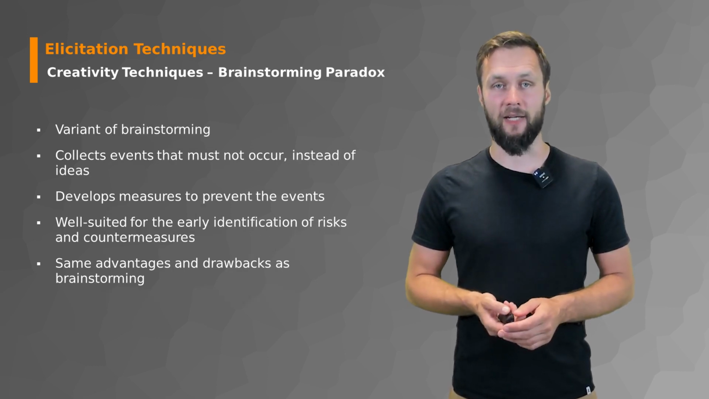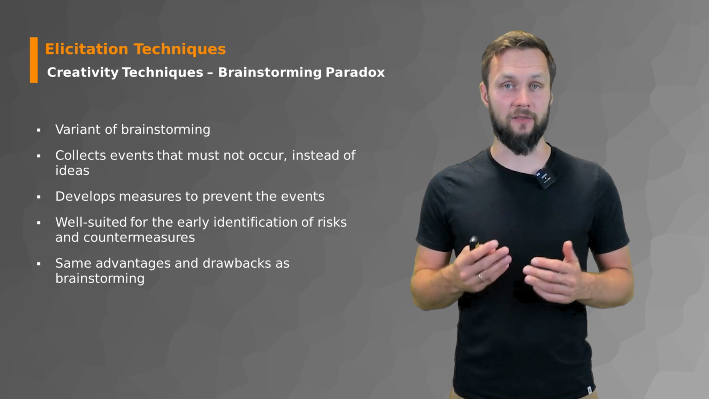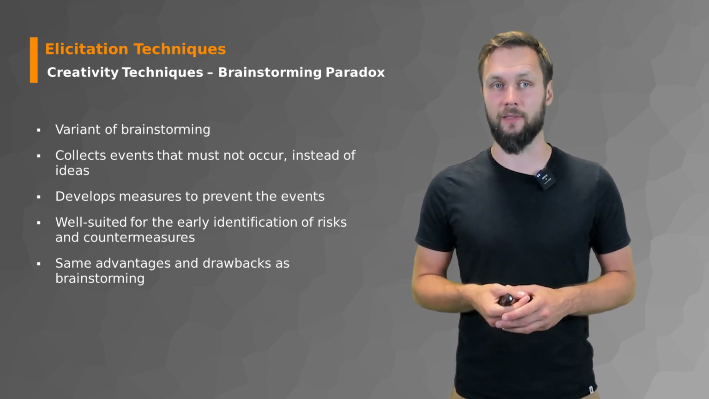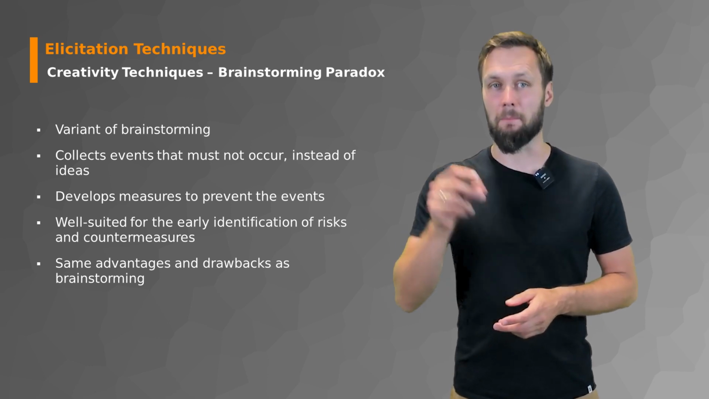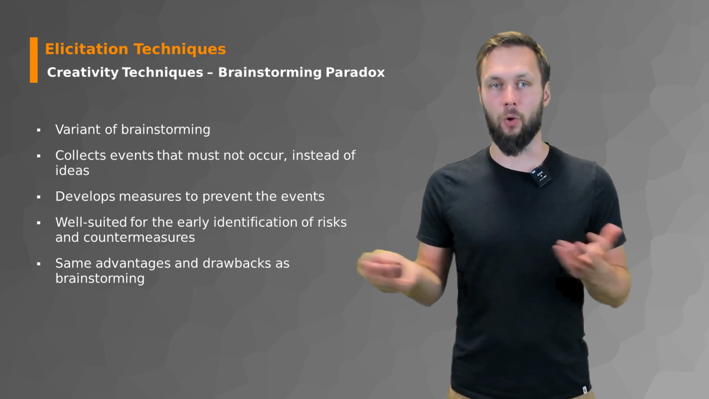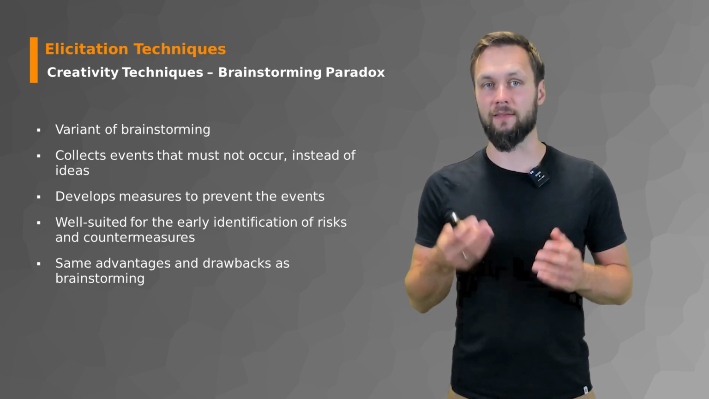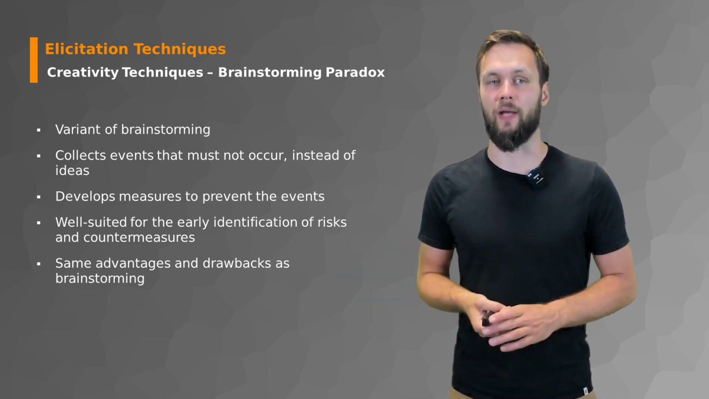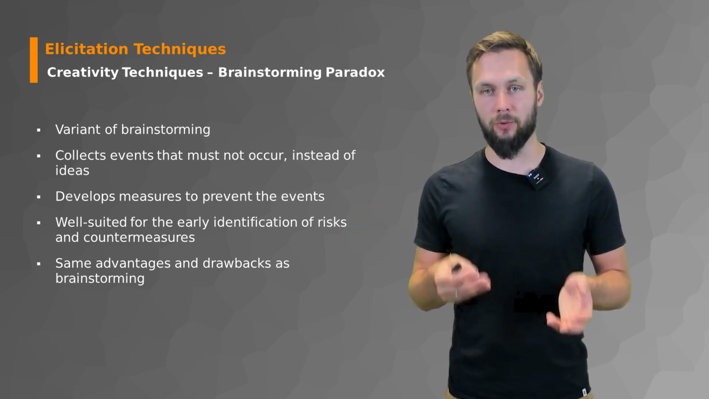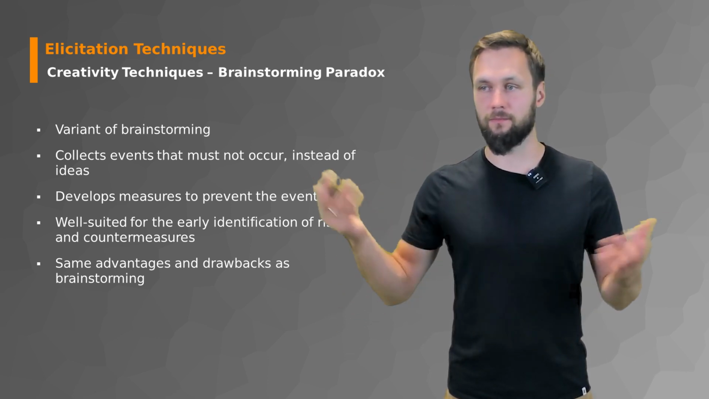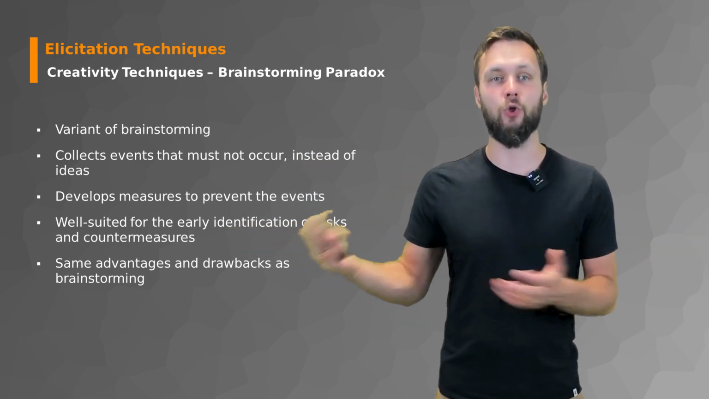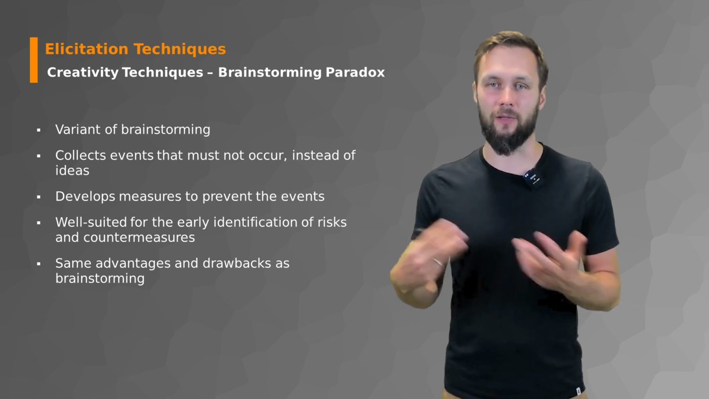After the brainstorming, you could also do the brainstorming paradox, which is a variant of the brainstorming, where you collect events that must not occur instead of ideas. So the goal is to develop measures to prevent those events that you do not want to have. So you do not want to have a super slow and complicated bureaucratic process for something in your company. So how could you avoid that? Essentially, you're trying to figure out what to avoid.